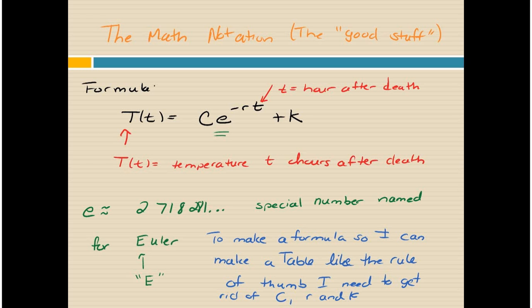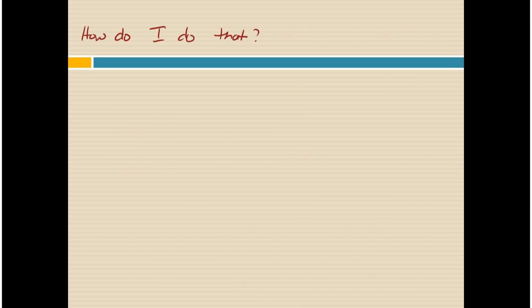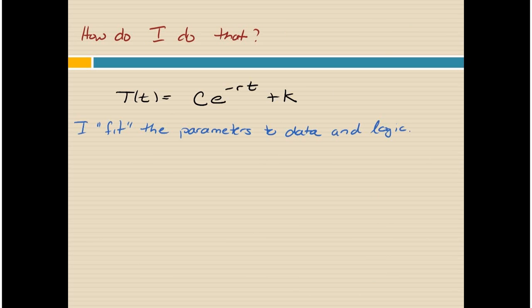So the goal is to make a formula so that I can actually make a table like the rule of thumb and get the y values when I plug in the x values of t. So I need to get rid of this capital C and the little r and the capital K. How do I do that? Well, I fit the parameters to data and logic.